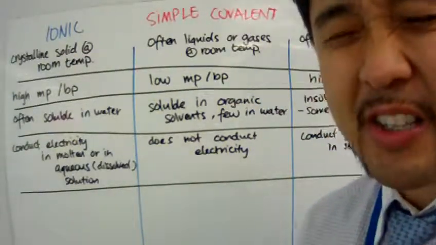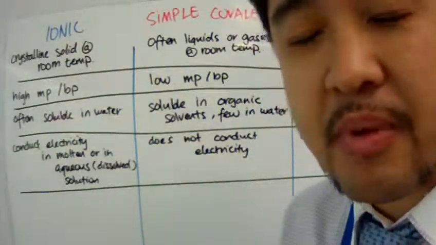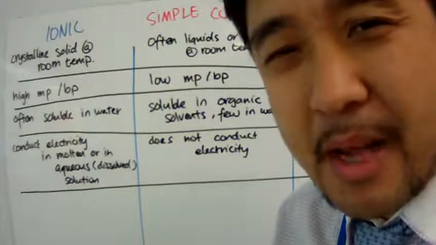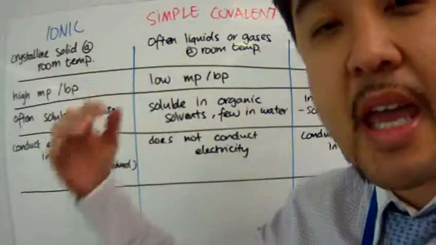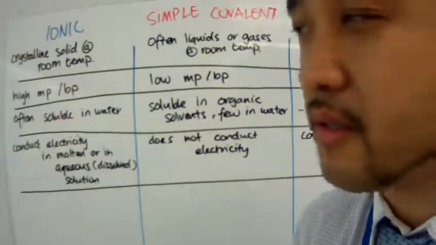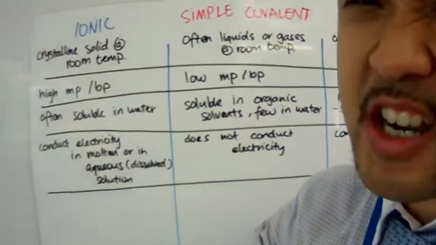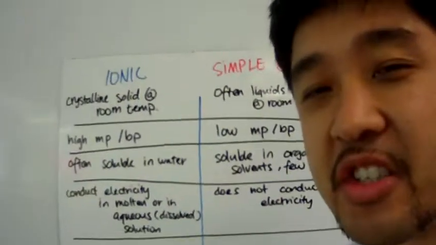YouTube landers, we're going to do a comparison between the properties of ionic compounds, simple covalent molecules or compounds, and metals. All right, let's get right to it.